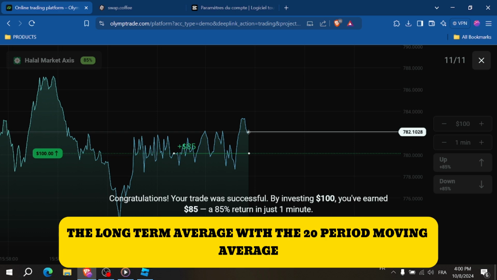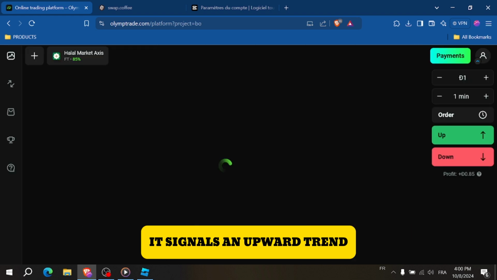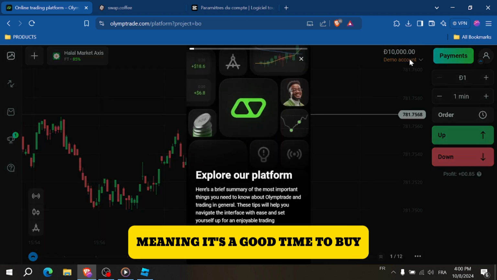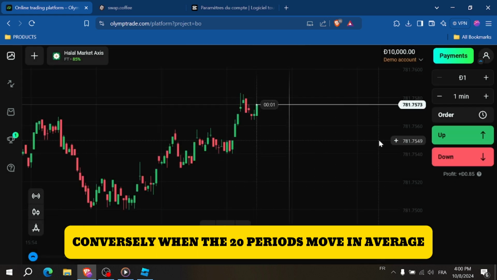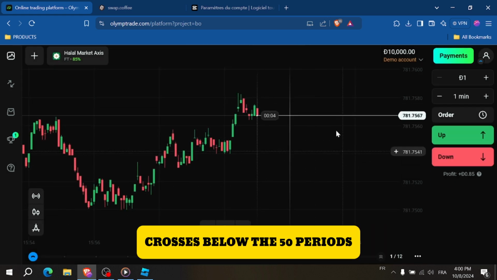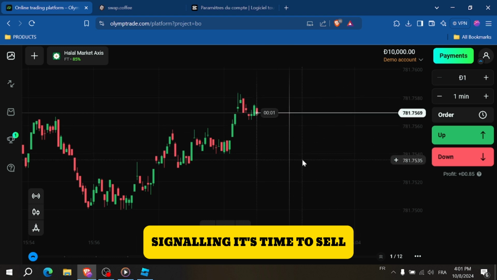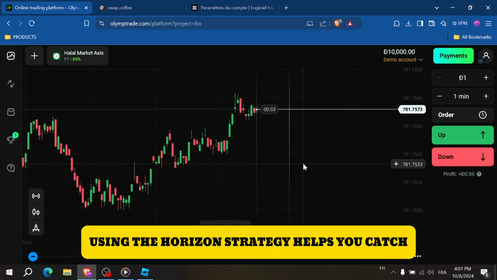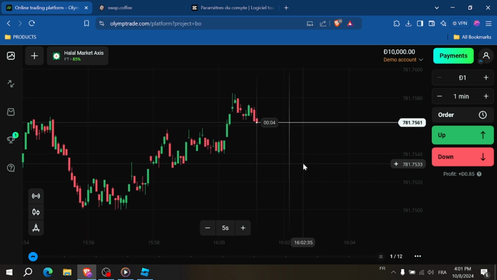When the 20-period moving average crosses above the 50-period moving average, it signals an upward trend, meaning it's a good time to buy. Conversely, when the 20-period moving average crosses below the 50-period, it indicates a downtrend, signaling it's time to sell. Using the Horizon strategy helps you catch the right trends for better trades in the right timing.